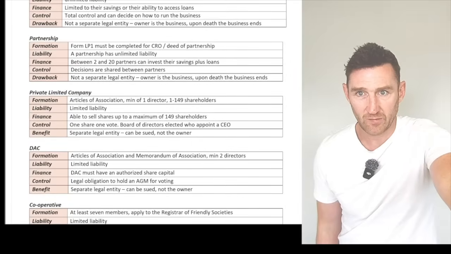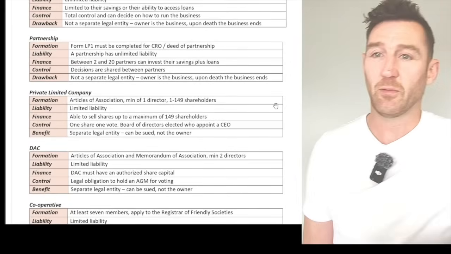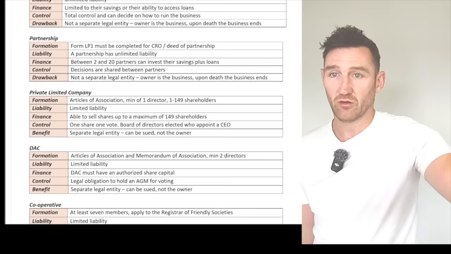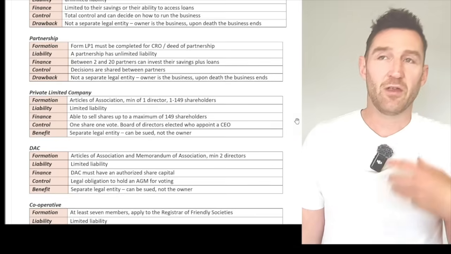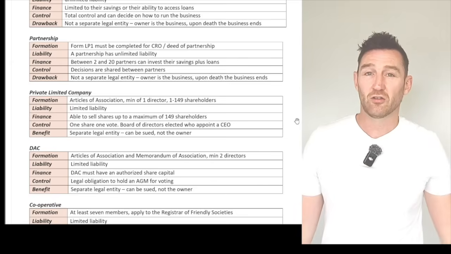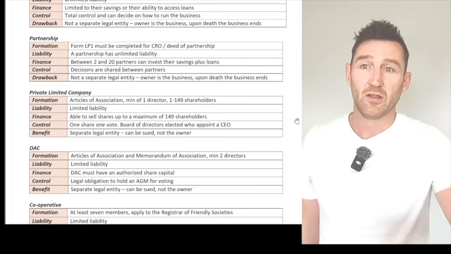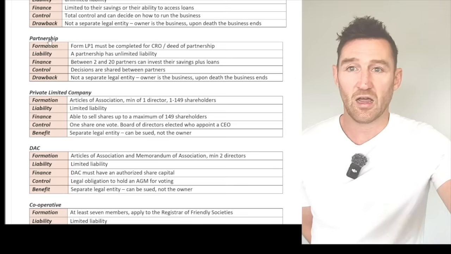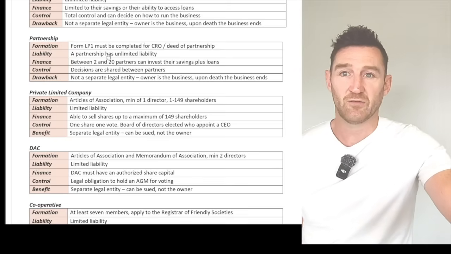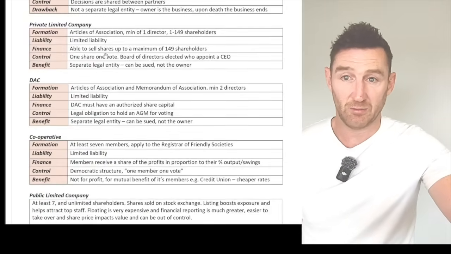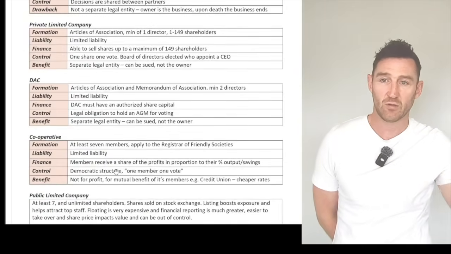Ownership structures, just a little tip, a really good thing: if you're ever mentioning the advantage or disadvantage of an ownership structure, just think, is there limited liability or not? So when you're talking about sole trader, disadvantage, unlimited liability. You're talking about partnership, disadvantage, unlimited liability. You're talking about any of these guys, advantage, limited liability. So limited liability is always an advantage.